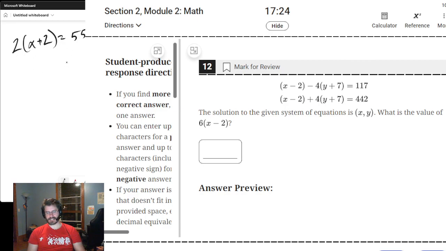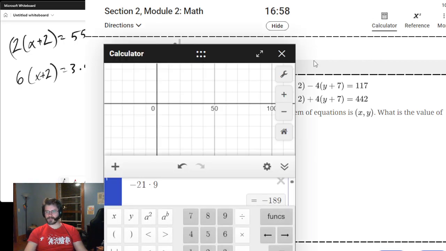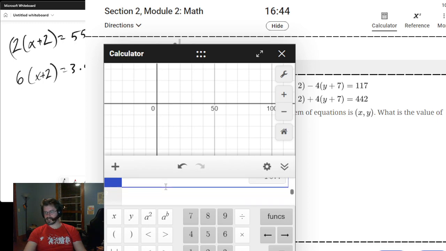I want 6 of this, so I'm just going to multiply that by 3. Scale it up. I'm not even going to solve for x. So I'm going to get 6x plus 2 equals 3 times 559. Whatever that is, 1,600 and something, I guess. Now let's see. Let me just check my addition. 117 plus 442 is 559. 559 times 3 is 1677.